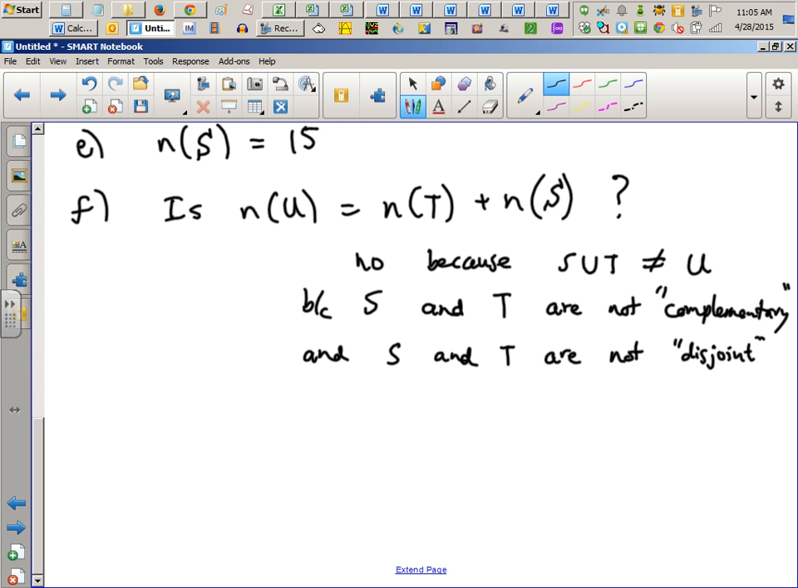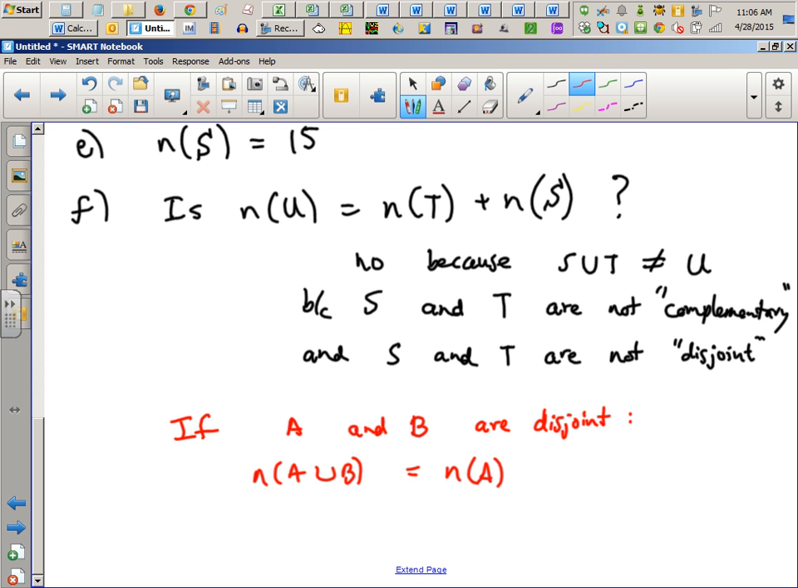Okay? So our goal now is to just write down a few things that are true. Let's write down a couple rules. If A and B are disjoint, that means there's not one single element that A has that B has, and vice versa. You can say that the number of elements in the union will be the number of elements in A plus the number of elements in B.